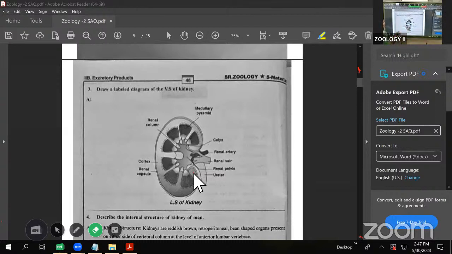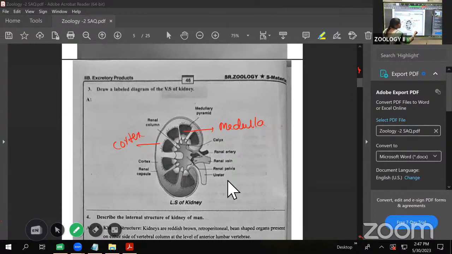The LS of kidney, what is it? It is a bean-shaped structure. The inside tissue is divided into two regions. The outer region is called the cortex, and the inner is called the medulla. Let me draw it like this.